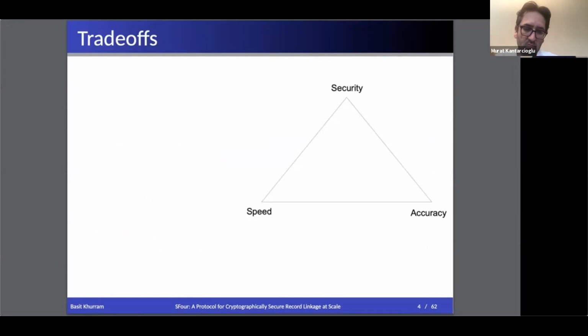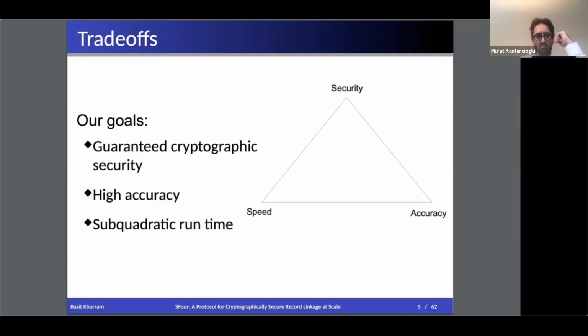As with most things, there are trade-offs involved in solutions to this problem. Here we deal with trade-offs in terms of the accuracy, efficiency, and security of solutions. Our goal is to produce a protocol which offers a guarantee of cryptographic security, runs with high accuracy, and executes in sub-quadratic runtime. To our knowledge, our protocol is the first to accomplish all three criteria.